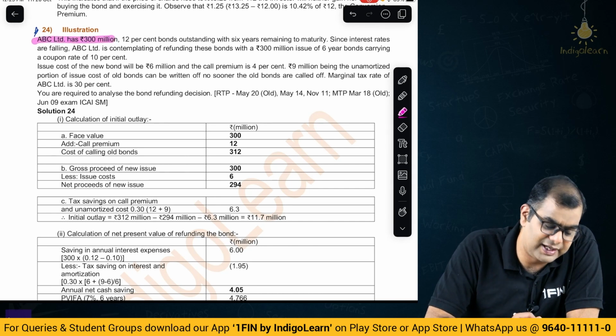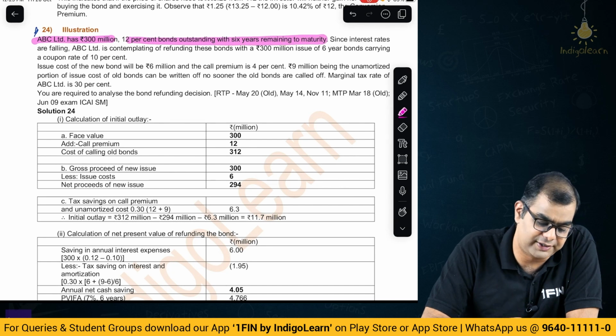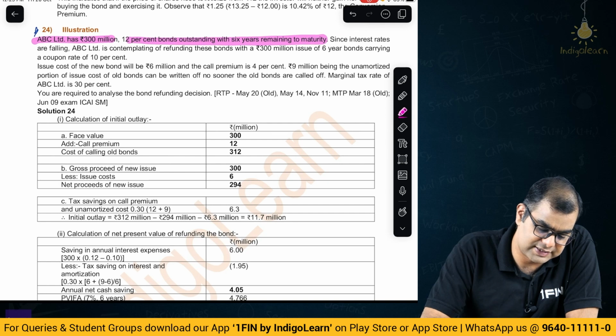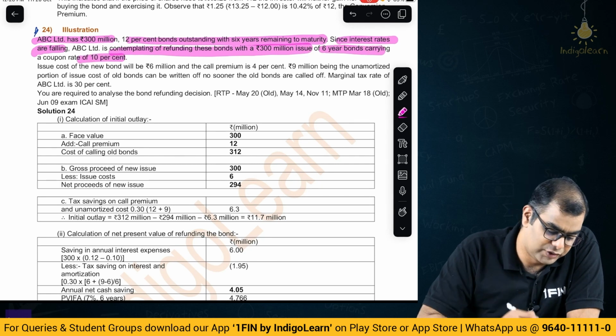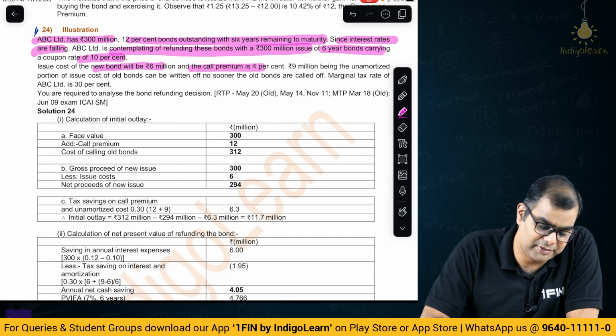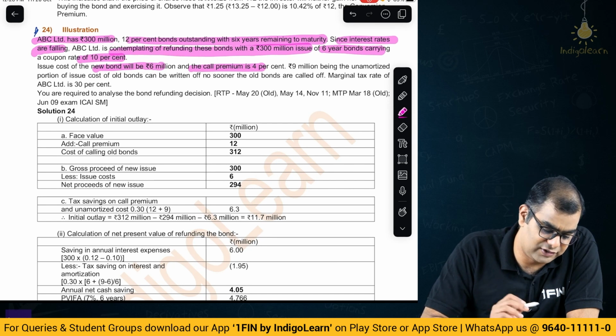ABC Limited has 300 million, that is 30 crores, of 12% bonds outstanding with 6 years remaining to maturity. Since interest rates are falling, ABC is contemplating refunding these bonds with a 30 crore issue of 6 year bonds carrying a coupon rate of 10%. So you are refinancing. Issue cost of the new bond will be 6 million, that is 60 lakhs, and the call premium is 4%. That is, when you are calling back the bonds, you have to pay a premium of 4% of the value of the bond.